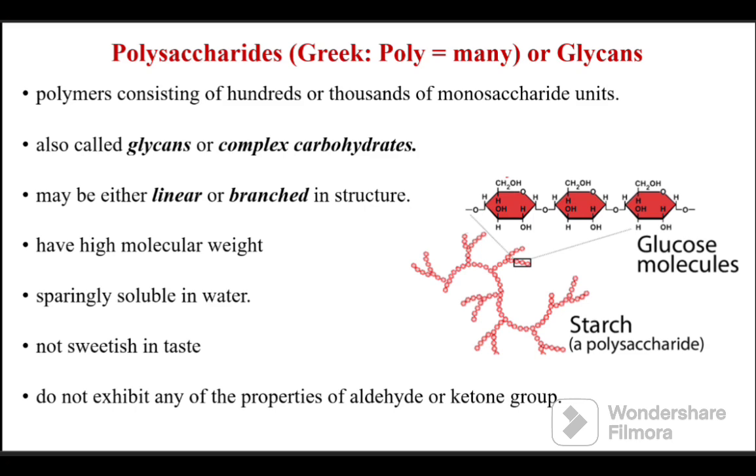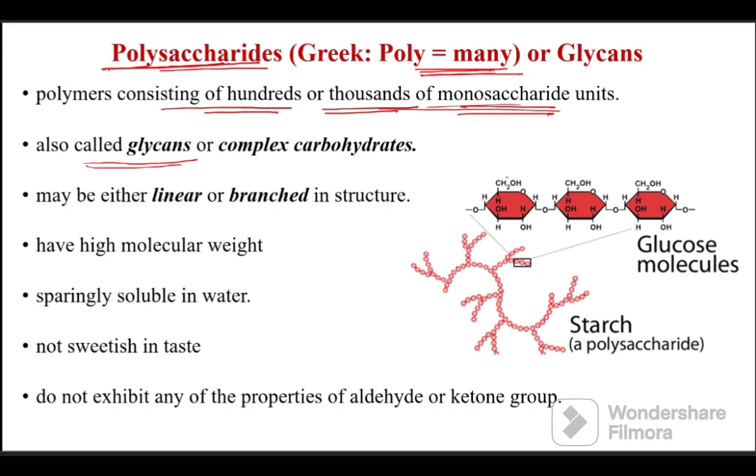Next, polysaccharides. These are made of many sugar units. Poly means many and saccharides means sugars. Now, many means how many? It consists of hundreds or thousands of monosaccharide units. So anything more than 10, up to thousands of sugar units, can be a polysaccharide.